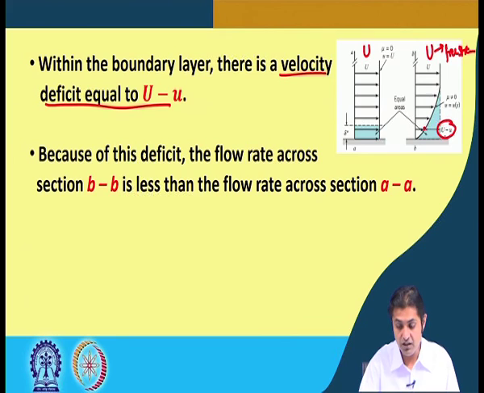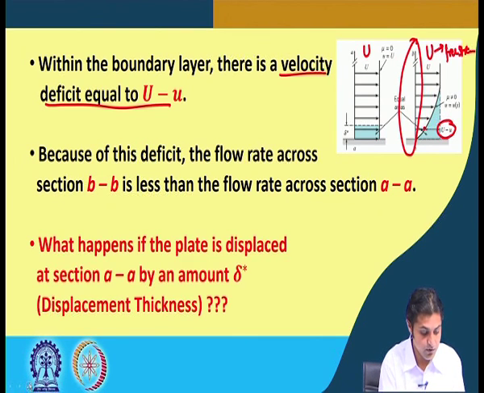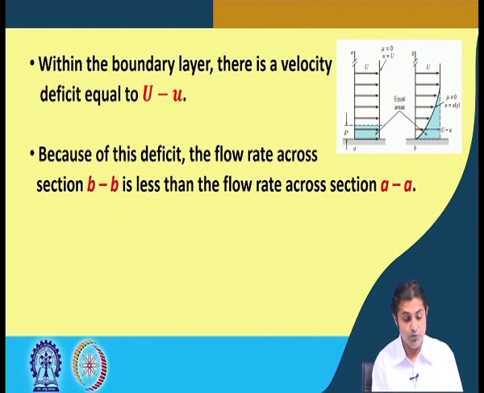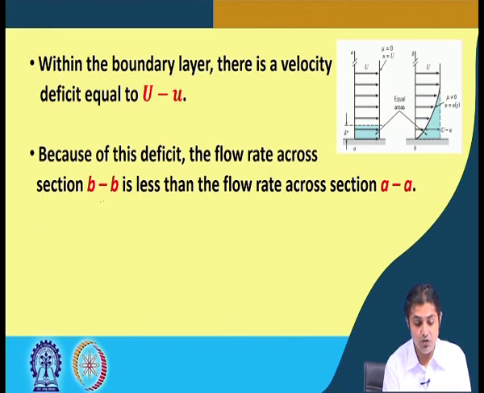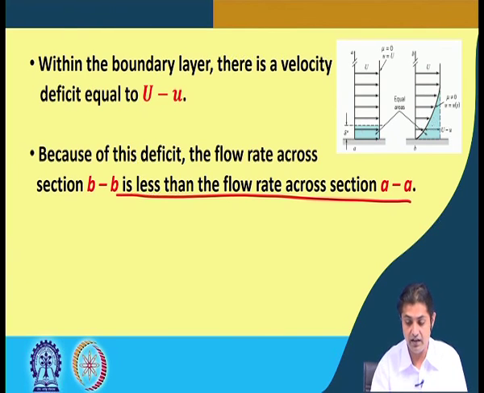Because of this deficit, the flow rate across the section BB is less than the flow rate across section AA. That is correct, because the velocity here is limited. I mean, the velocity in the boundary layer is lesser than the uniform velocity profile by capital U minus small u. Okay.